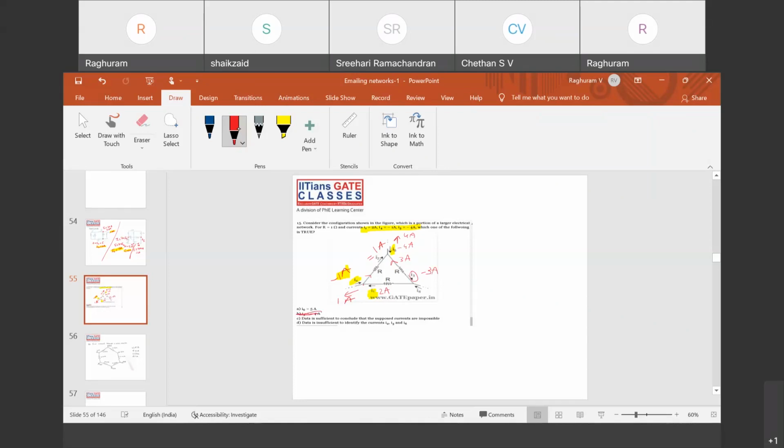Now can you find I6? So minus 3 amperes, or 3 amps, is going this way. 2 amps is going this way. 5 amps is coming this side, 2 amps is going this way, 3 amps is going this way. So I6 is 5 amperes. Clear? This is how you have to write it. You don't need any calculators for this. You have to simply apply KCLs properly and do this.